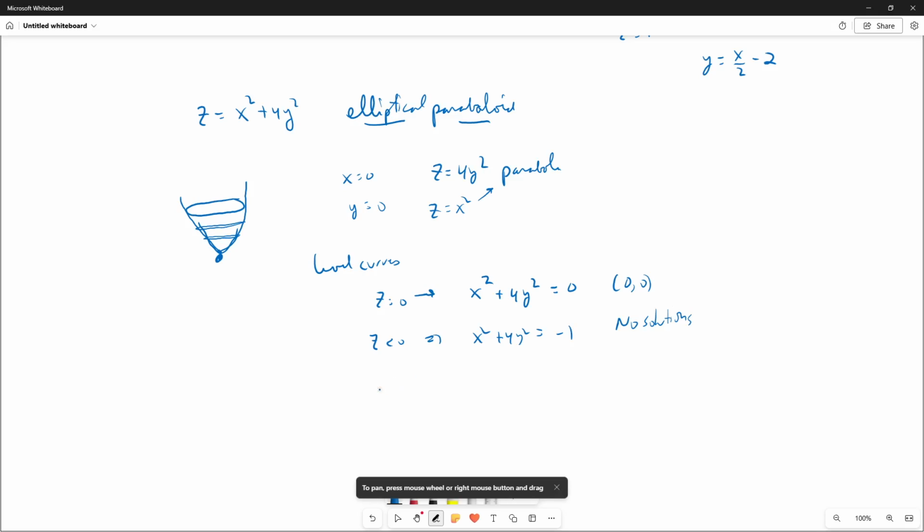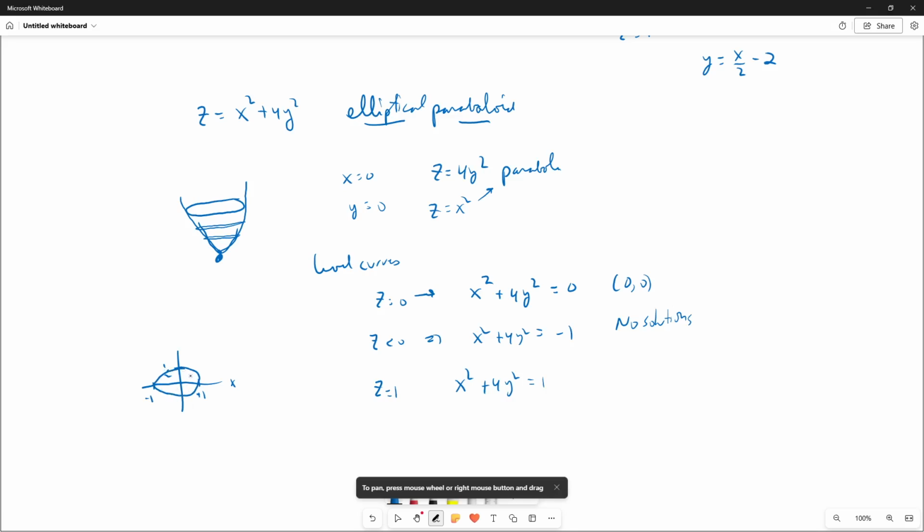Okay, so if we take a height at, say, z equals 1, then the level curve is x squared plus 4y squared equals 1, and in the xy plane, this is an ellipse. If x is plus or minus 1 and y is 0, that should be plus 1, and if y is a half or negative a half, so we get this ellipse here.